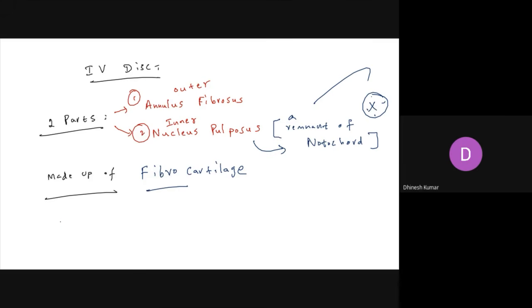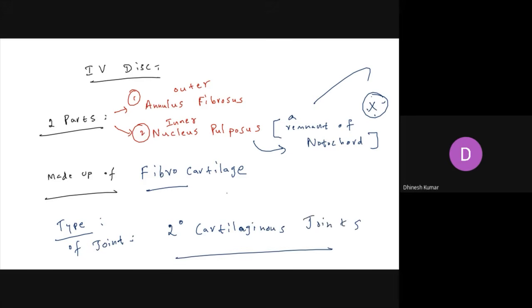And if the question is what type of joint is intervertebral disc, what should be your answer? All the midline joints are examples for secondary cartilaginous joints, which are composed of fibrocartilage. Secondary cartilaginous joints, otherwise we can use the term symphysis.